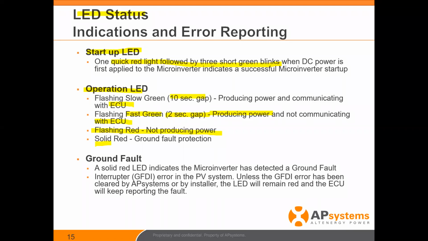And then solid red is a ground fault protection. If there's any kind of ground fault on the site, this will go into what we call self-protection mode, and it will have to be cleared. Basically, the clearing can happen on site with the mobile phone app, or it can be done remotely as long as the gateway is set up on the internet so we can send a remote command. You or APsystems can send that command.